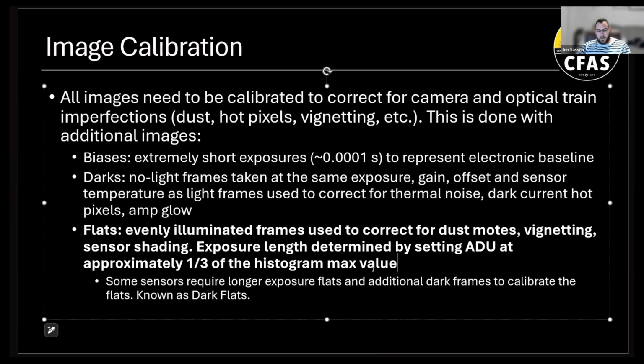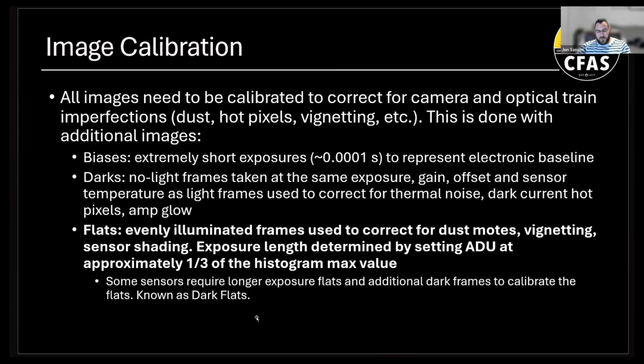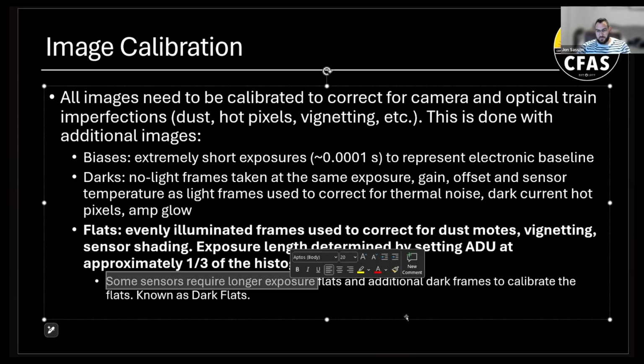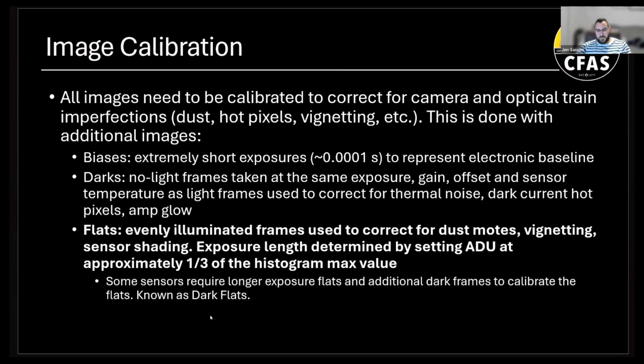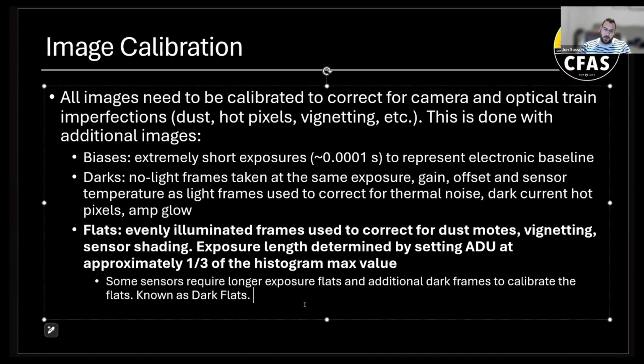So if you have a DSLR, you might be looking at the histogram on your screen and varying the exposure time. If you have an Astro camera and you're using a computer, all programs will have a kind of flat automation where you'll tell it what percentage of the histogram you're shooting for, and it'll determine the length of the exposure that you need. Right, and then depending on the sensor you're using for your camera, if you require longer exposure on your flats, like a couple of seconds, you may need to take additional dark frames at the same exposure that you're using for those flat frames, and that's what's known as dark flats.